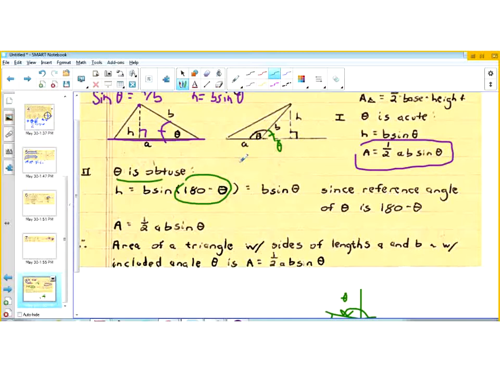So how can we explain this if the angle theta is obtuse? The sine of 180 minus theta is b sine theta.